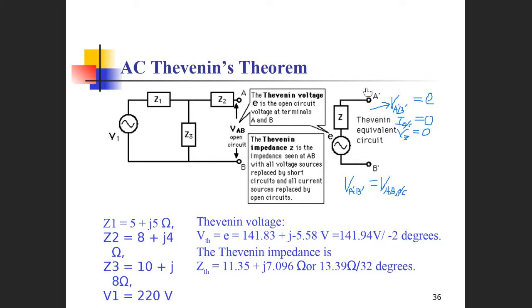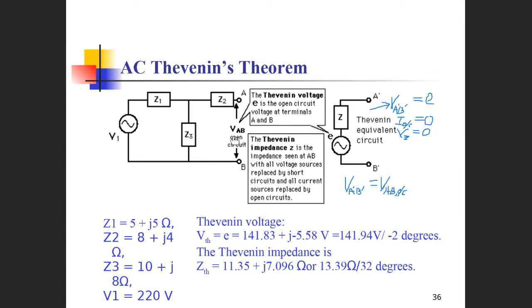Now, suppose this circuit is equivalent to this circuit, then the terminal voltage must be the same. That's the source, right, it must be the same. So we are talking about an equivalent circuit. So V A prime B prime should be equal to V AB when the AB terminal is opened. That's why we say the Thevenin voltage E is the open circuit voltage at terminals A and B.